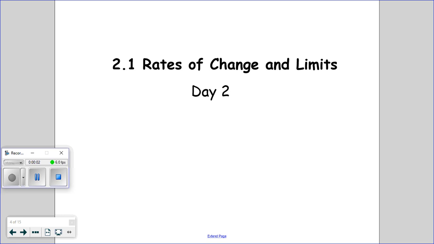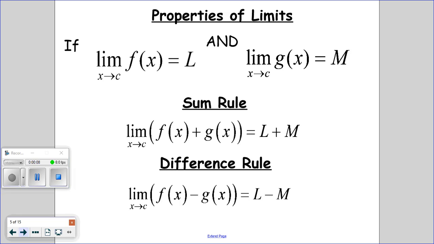Okay. 2.1 rates of change and limits, day 2. We are looking at a lot of laws today, so getting ourselves a lot of laws written out here. Our property of limits here, let me explain what's going on.